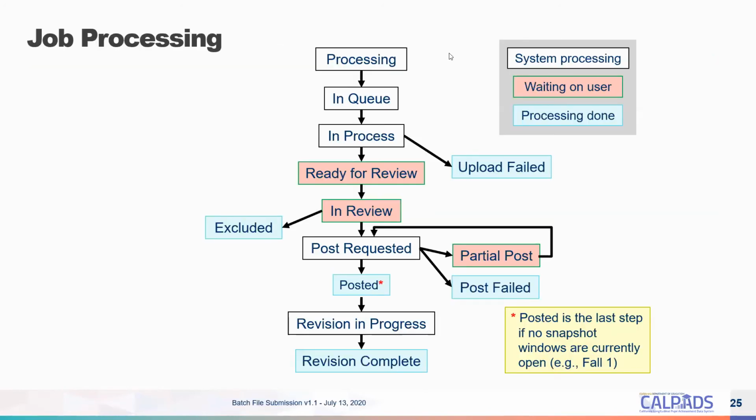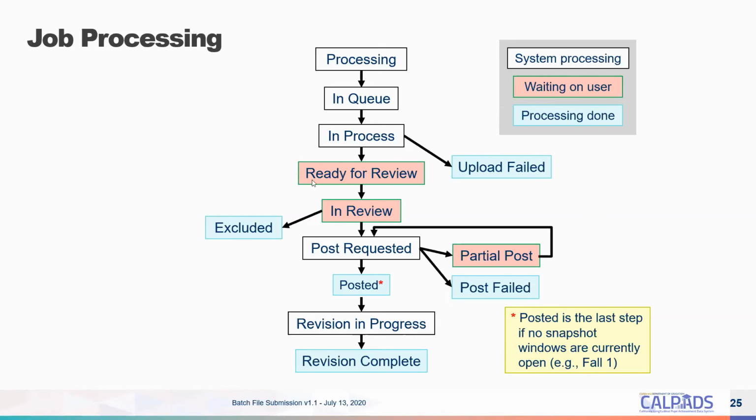So let's go over the sequence. So you start off with an in processing, right? We're not going to get an upload fail. The file's processing. Then it goes to in queue. Once it goes to the in queue, it goes to in process. And then it can either be an upload fail or it can be ready for review.